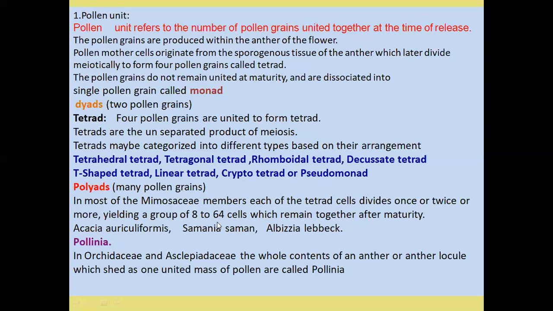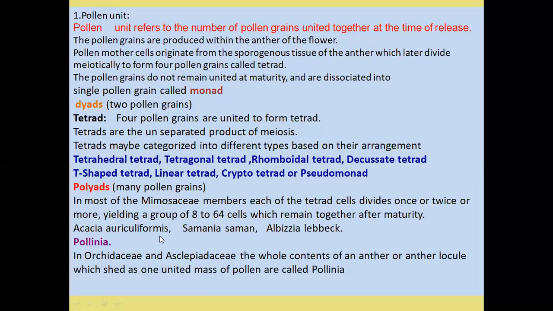But in case of a few families like Mimosaceae, the pollen grains are released in large numbers. That means when meiosis is completed, the 4 pollen grains remain attached together. Again, these pollen grains divide once, twice or thrice, yielding a group of 8 to 64 cells, which remain together after maturity. Such pollen grains are called polyads. Polyads means nearly 8 to 64 cells are present in the unit.